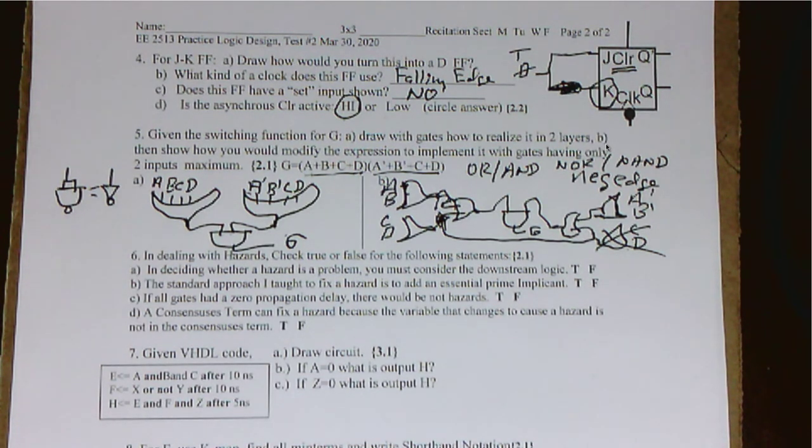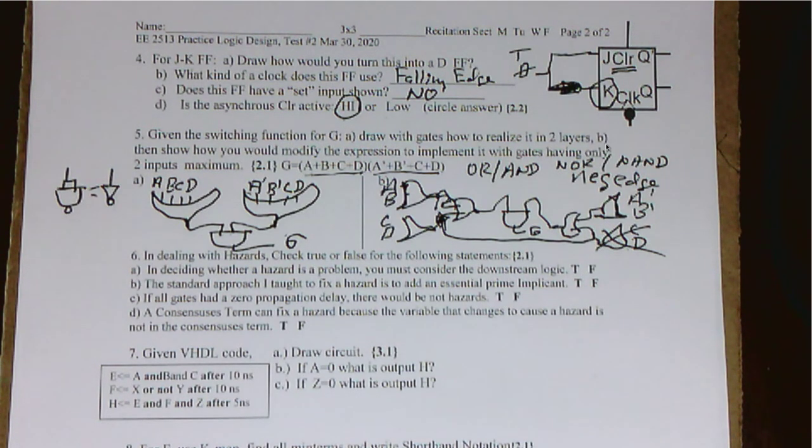The standard approach I taught to fix a hazard is to add an essential prime implicant. No, any essential prime implicant already has to be part of your solution anyway. What you were supposed to add was one of the non-essentials, which turns out to be, in many cases, a consensus term. Not all non-essentials are consensus terms, but in this case, you add a consensus term.